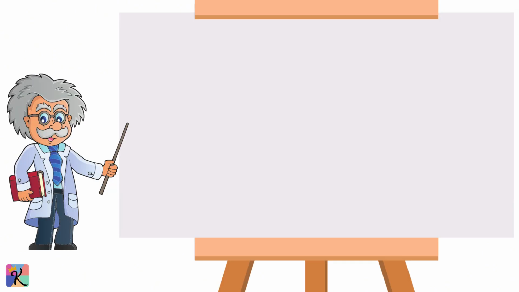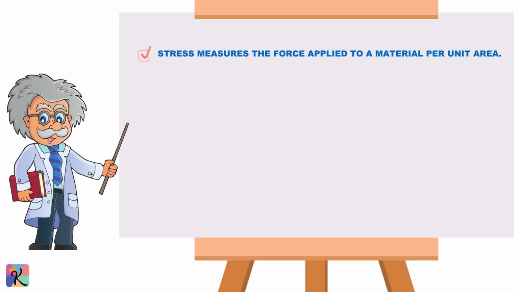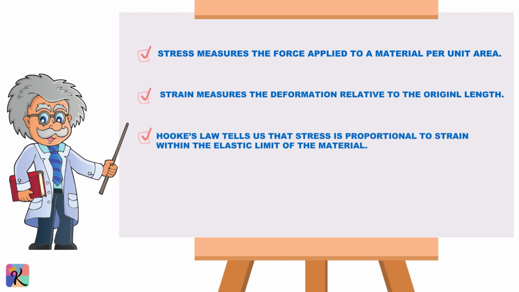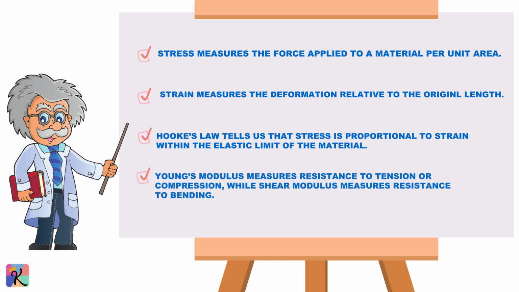Recap and key concepts. Stress measures the force applied to a material per unit area. Strain measures the deformation relative to the original length. Hooke's law states that stress is proportional to strain within the material's elastic limit. Young's modulus measures resistance to tension or compression, and shear modulus measures resistance to bending.